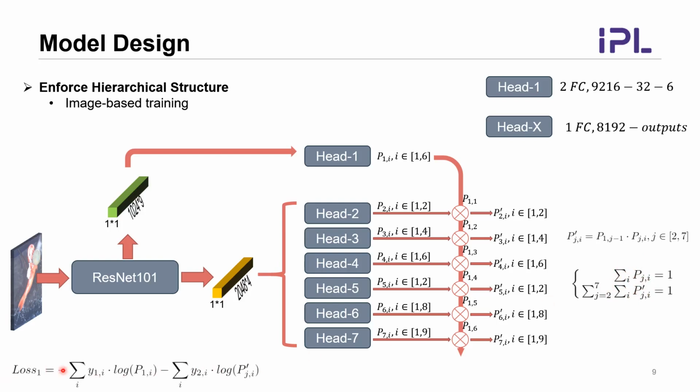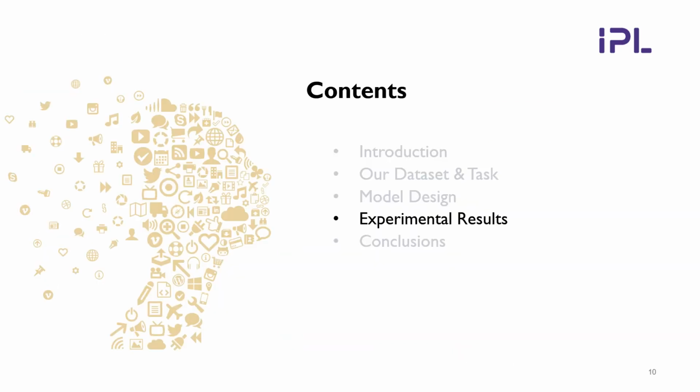Loss 1 is the traditional cross-entropy loss for training classifiers, where Y1i is the ground truth label for level 1, and Y2i is the ground truth label for level 2 within one specific group. But we propose loss 2 for hierarchical species classification, where Y2i' is the ground truth label for level 2 among 31 species. Given one input image, loss 1 can only train 2 heads, while loss 2 can train all heads. As a result, loss 2 enables more efficient training, and our model architecture enforces the hierarchical structure by using multiplication operations. Next, I will introduce the experimental results of our proposed model on our datasets.